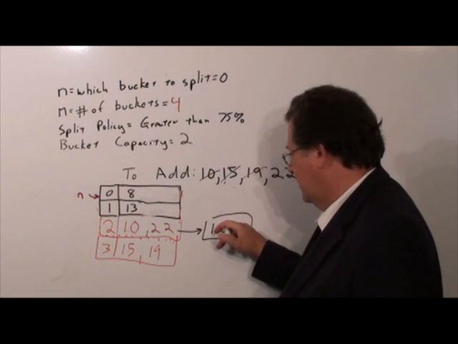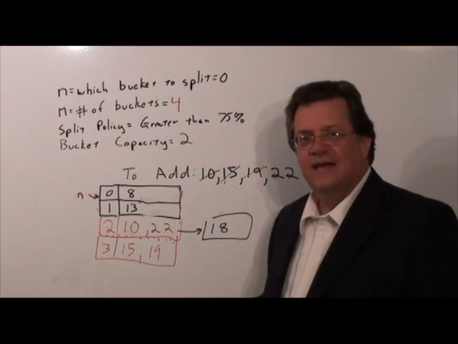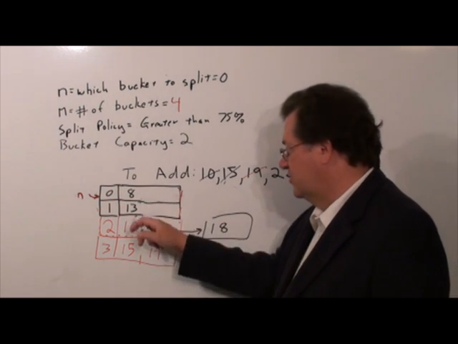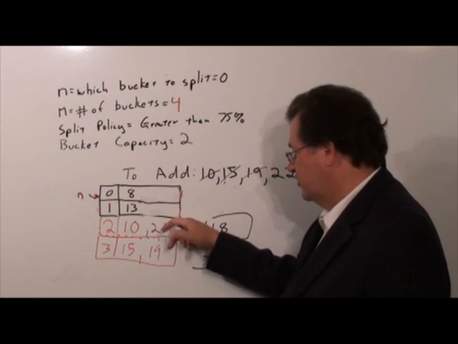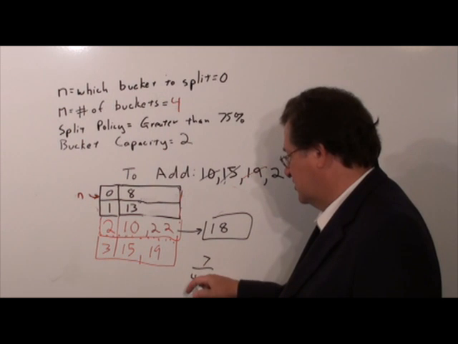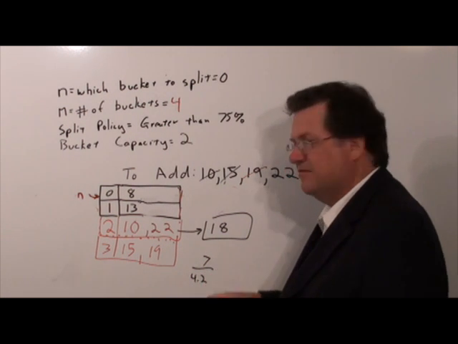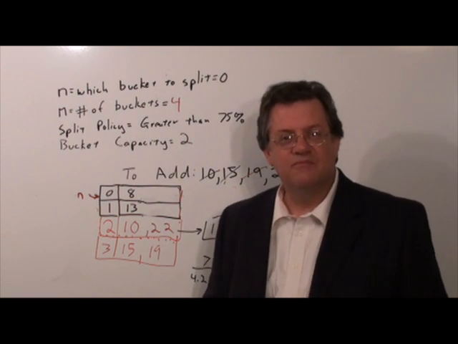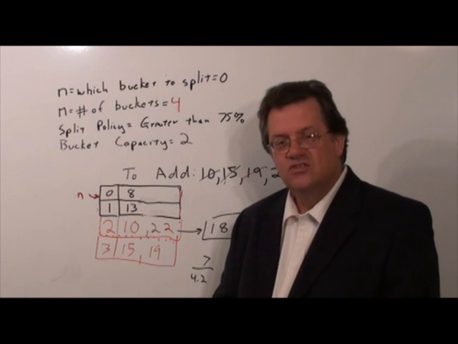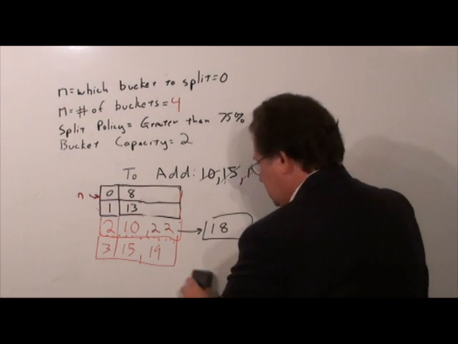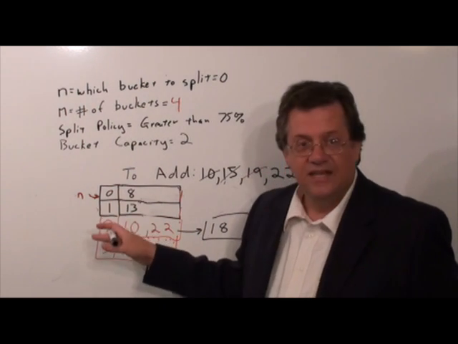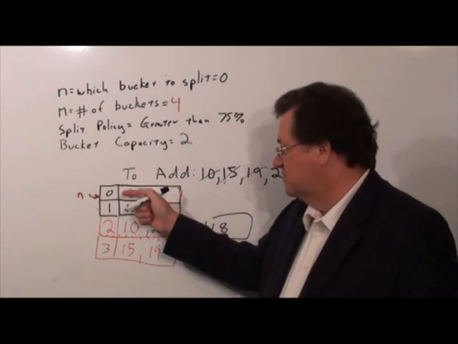There's the 18. Now to determine the load factor, we do 1, 2, 3, 4, 5, 6, 7, divided by 1, 2, 3, 4 slots times 2. That's 7 over 8, which is greater than 75%. So that means we need to do another split. So since n is 0, we would split on this one.